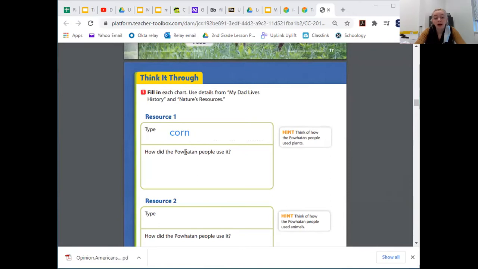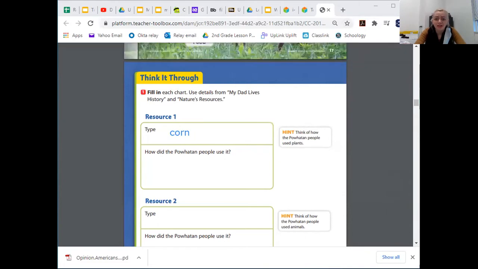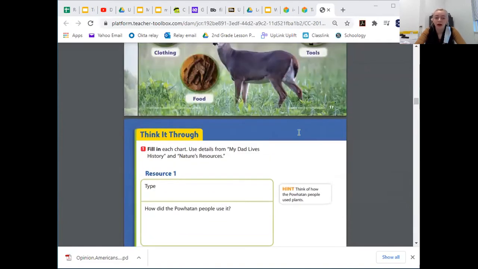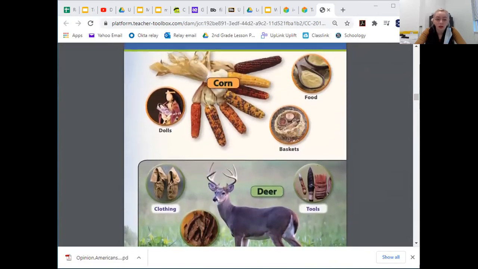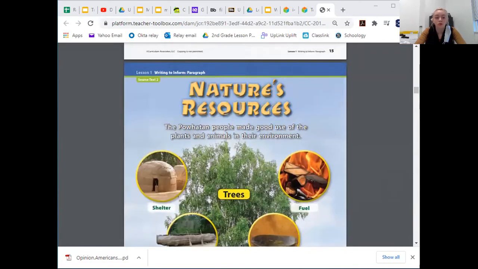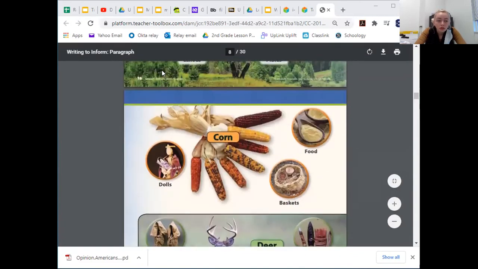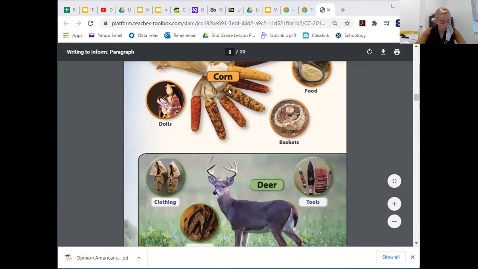And it says, how did the Powhatan people use it? Well, it's been a couple days since I've looked at my writing. So I'm going to go back in the article and look for where it talked about corn. Let me clear my annotations. And let's go back in our book to see, oh, there's some corn that was in our Nature's Resources text on page 17. There's corn right there.